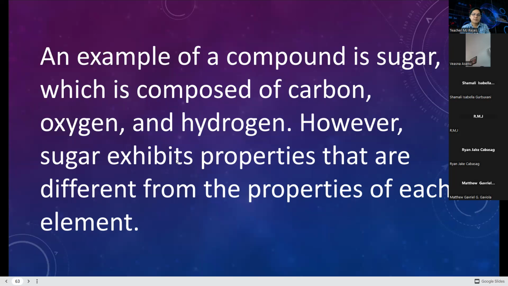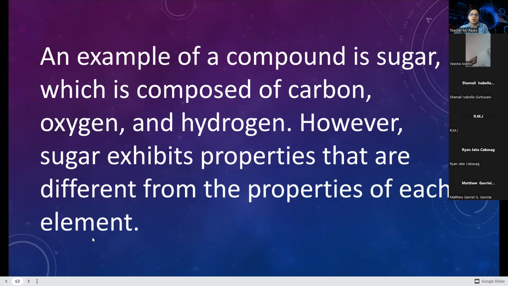Again, C6, that's 6 carbon atoms. H12, that's 12 atoms of hydrogen. And O6, that's 6 atoms of oxygen. C6H12O6. So that is the chemical formula for sugar. However, sugar exhibits properties that are different from the properties of each element. That's it.